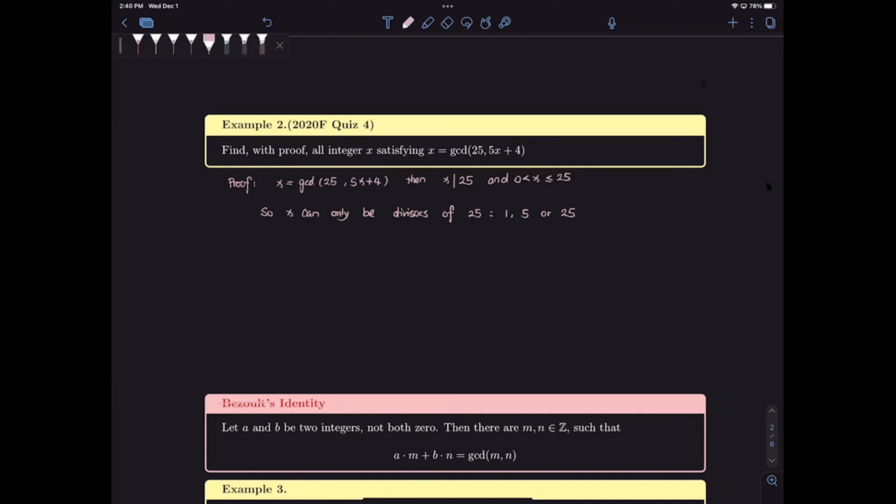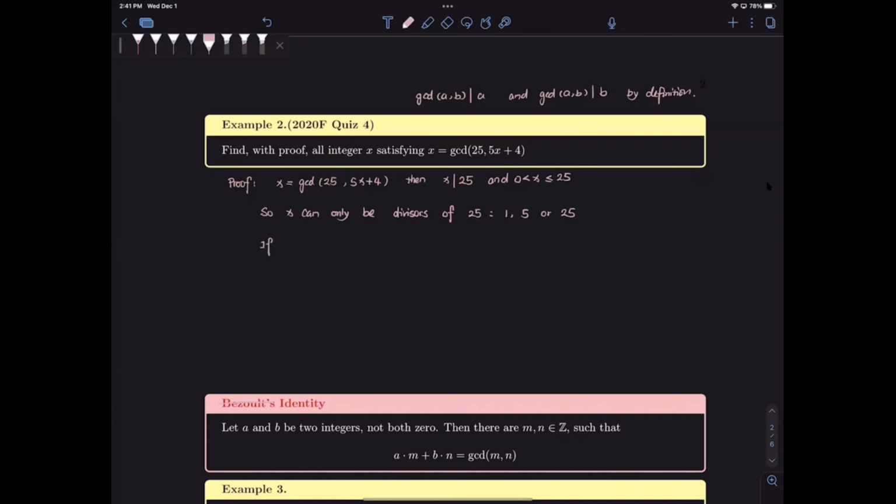Or why should x divide? Because x is the common divisor of those two. If it's a common divisor, then it's a divisor of 25, right? Does that make sense? So you should know that GCD of A, B divides A and GCD of A, B divides B. This is by definition. So we know that it's either 1, 5, or 25. Now you can just discuss cases.